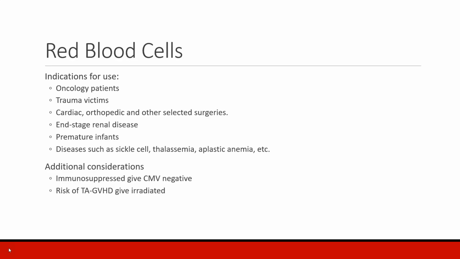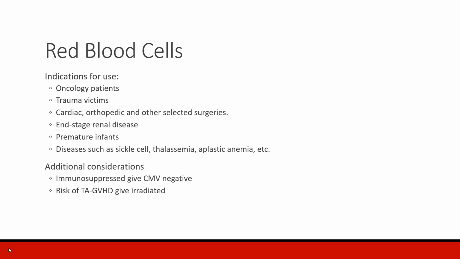Trauma victims who are bleeding out. Cardiac, orthopedic, and other selected surgeries. There's a list of surgeries that are typed in screen protocols because we can get the blood out within minutes when needed. And there's a list of surgeries that the patient will bleed and will need blood, which we will cross-match. End-stage renal disease. Where is the hormone that stimulates red cell production produced?